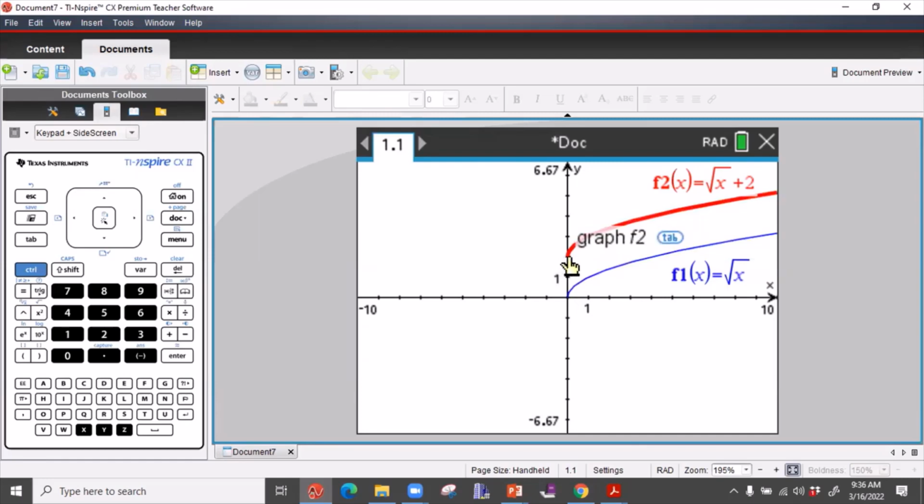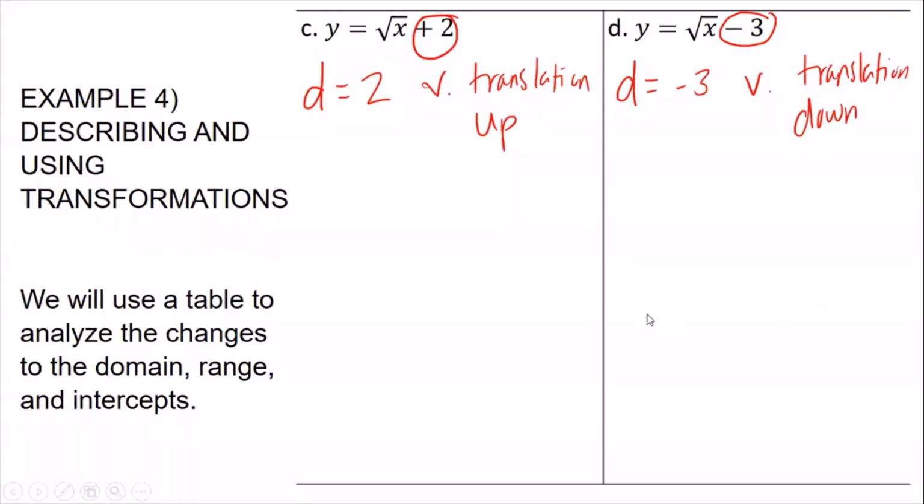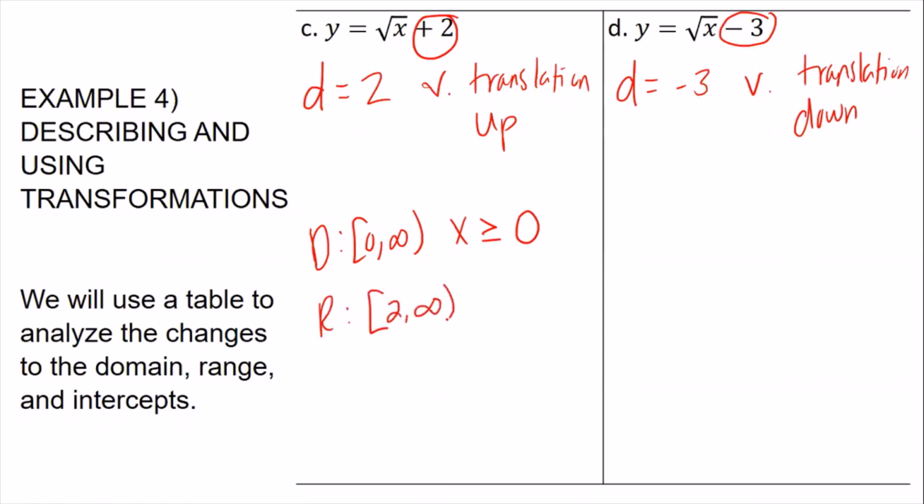Do we all see that? All right, so those are the attributes of this function. That's what we're going to write down. So we have our domain starts at 0 and continues to infinity, so x is greater than or equal to 0. Our range started at 2 and continues to infinity, so y is greater than or equal to 2. And our intercept was only at (0, 2). How do we feel about that? Doable?